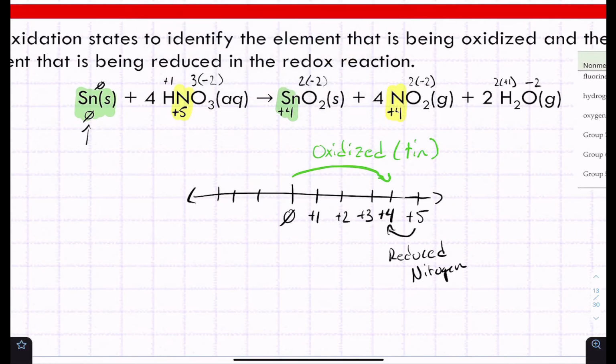Yeah, so tin's being oxidized, nitrogen's being reduced, and then everything else, oxidation states don't change. So the hard thing about balancing redox reactions is that only some of the oxidation states change, and so you have to do this whole thing with the oxidation states, and then you have to figure out how do I balance those electrons.